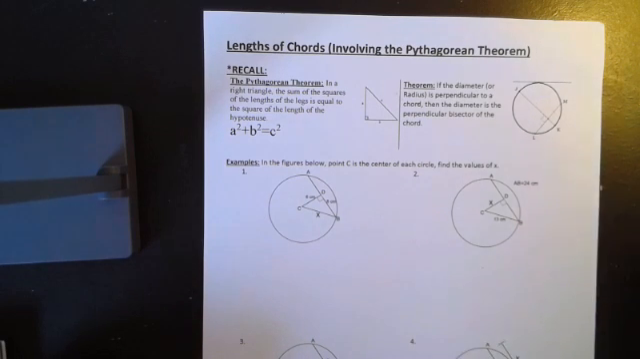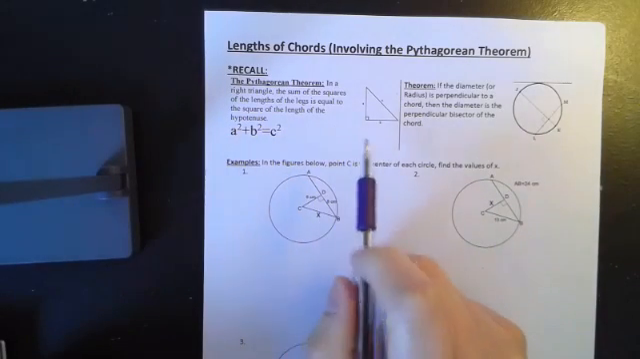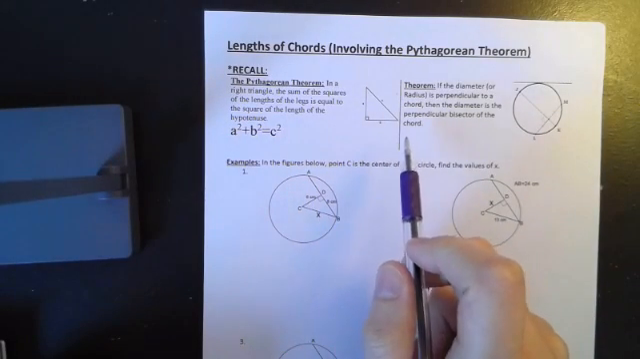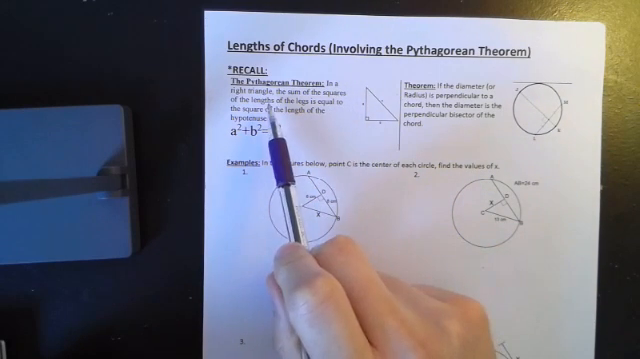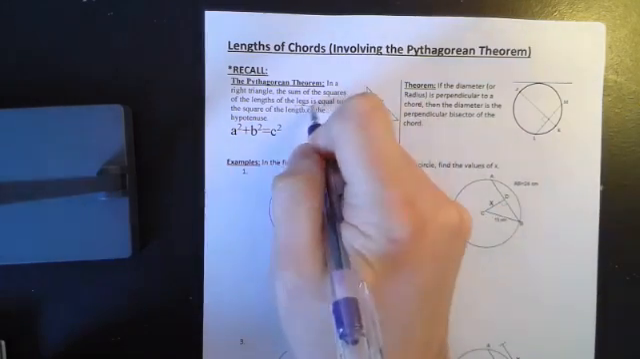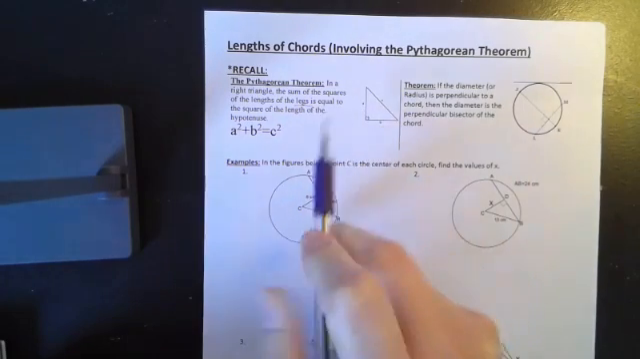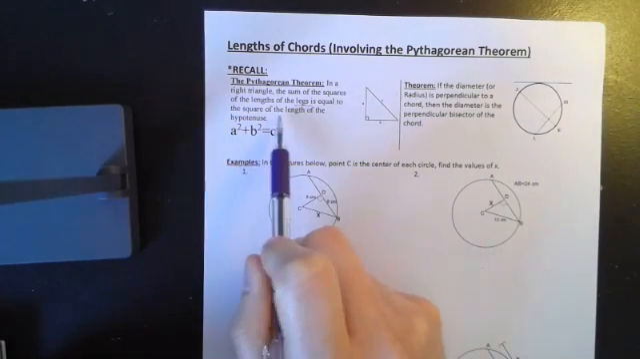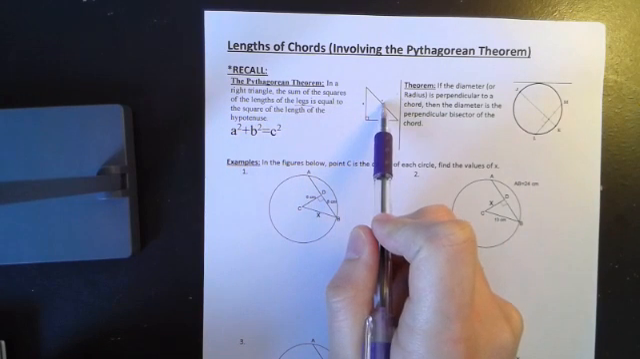Okay, so the first thing I want to do is go over some theorems. Because we're going to be using the Pythagorean theorem today, I wanted to review that. Remember, the Pythagorean theorem is used when you have two sides of a right triangle. And what the Pythagorean theorem states is that in a right triangle, the sum of the squares of the lengths of the legs, the two sides that are not the hypotenuse, is equal to the square of the length of the hypotenuse. So the hypotenuse is always across from the right angle.